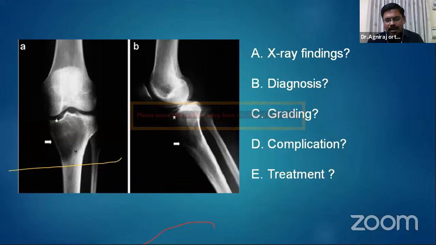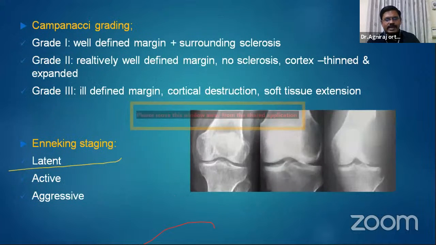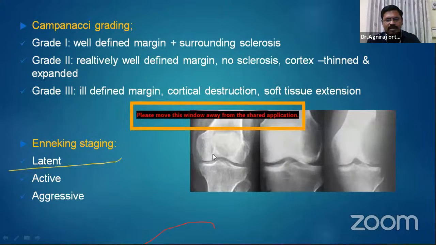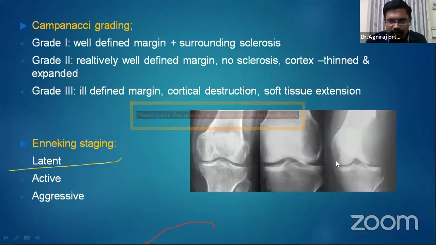For giant cell tumor also, Campanacci has 3 grades. Enneking also has a separate classification. Okay, Campanacci grading. Grade 1 is well defined. Usually giant cell tumor will not have sclerosis, but in a very mild grade 1, a well-defined lesion, sclerosis may be there. Grade 2 is a relatively well-defined margin, no sclerosis, and the cortex is thinned out and expanded. Grade 3 is ill-defined margin, cortical destruction and soft tissue extension.